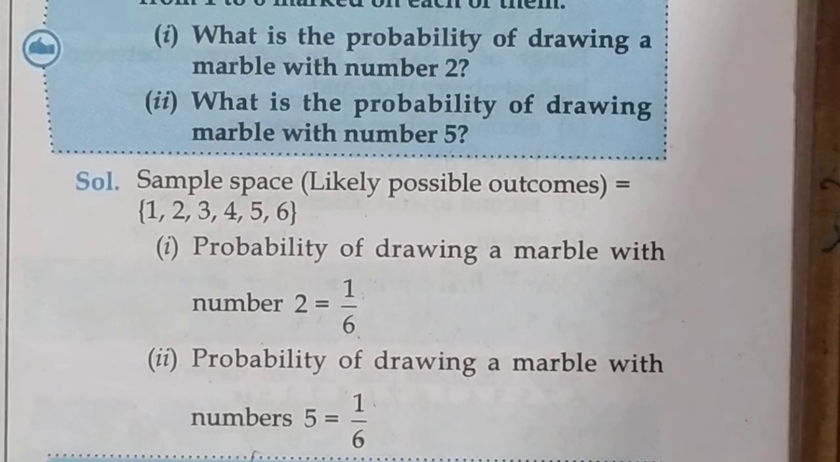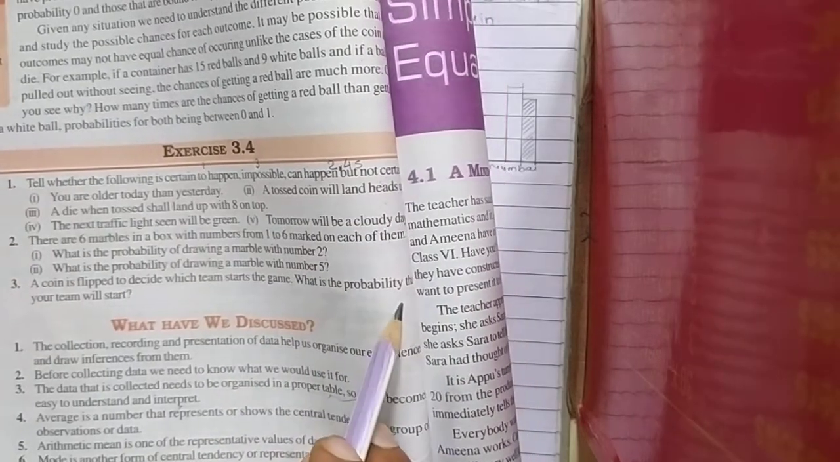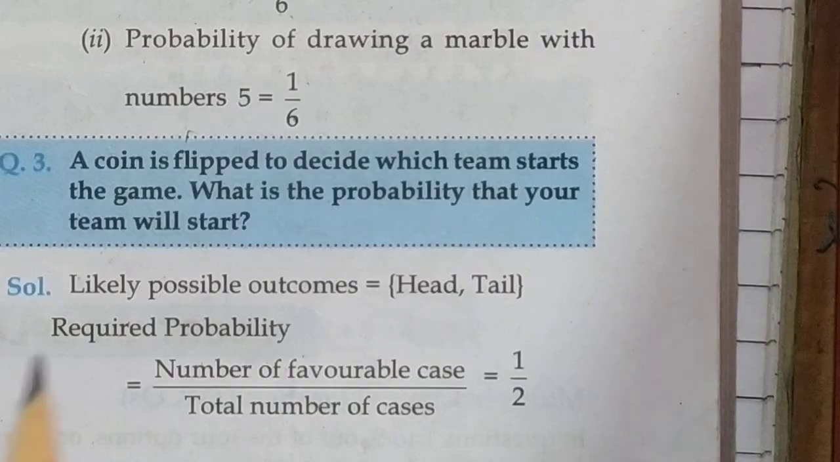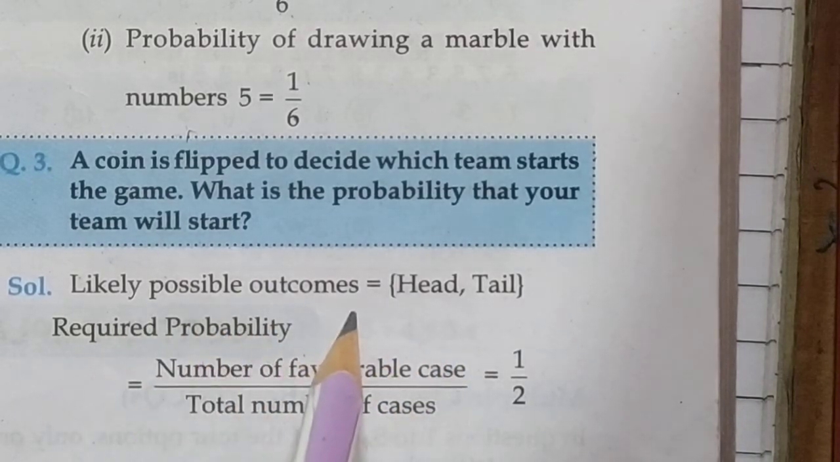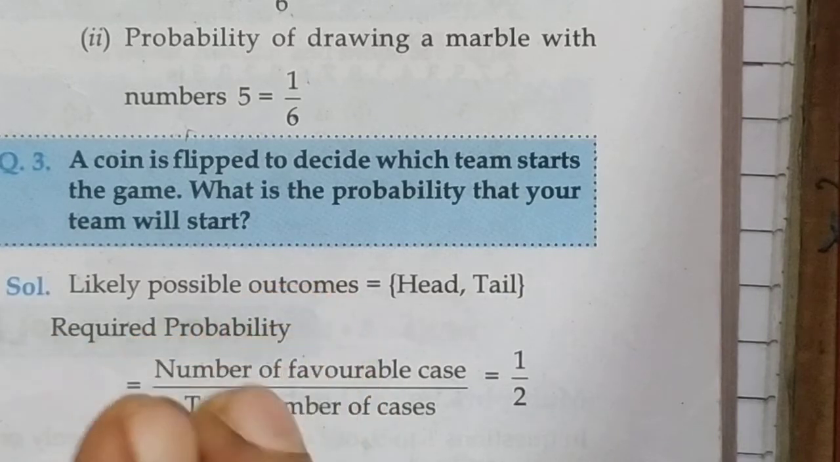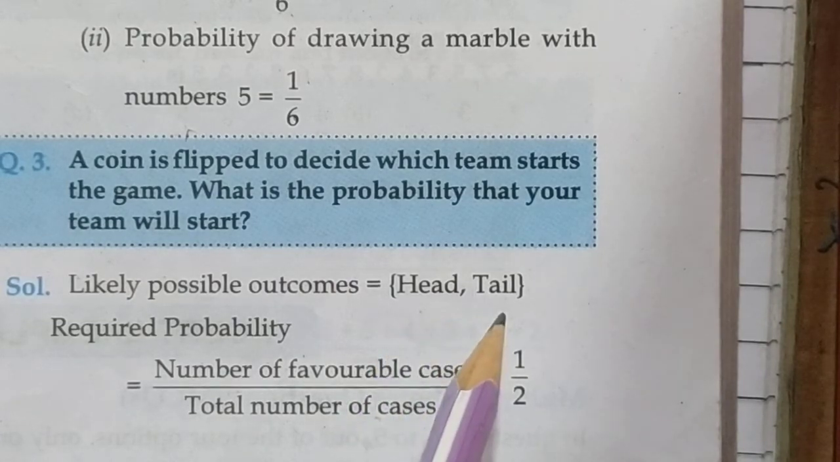Now next, question 3. A coin is flipped to decide which team starts the game. What is the probability that your team will start? Let us solve it. First of all, if we toss the coin, we will get head or tail, right? So the possible outcomes are head and tail. The required probability is the number of favorable cases. Only one will come, since both are not possible, either head or tail. So the number of favorable cases is 1. The total number of cases is 2, head and tail. That is why 1 upon 2 is the answer. I hope you understood it. Thanks.